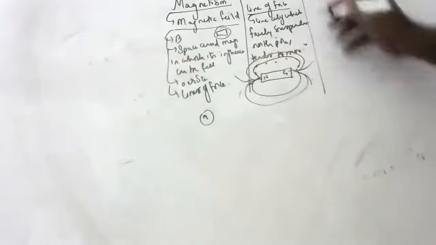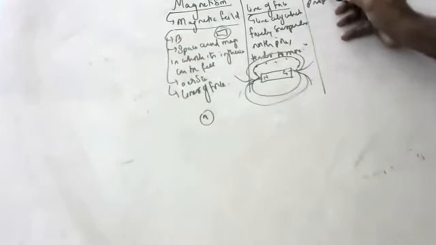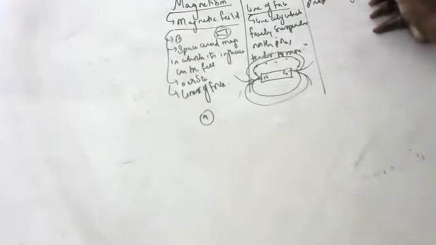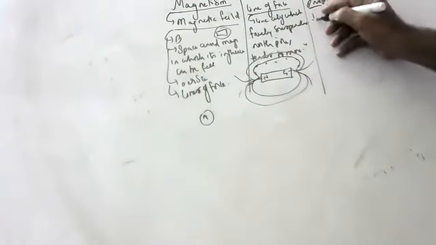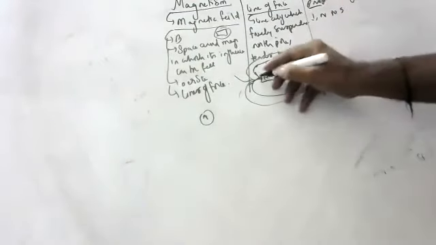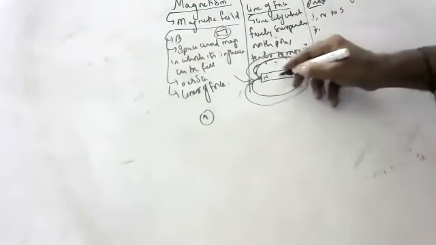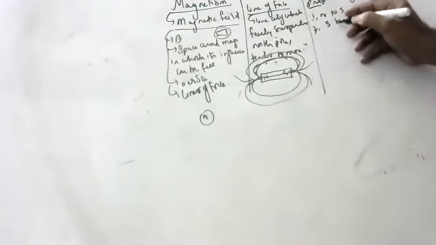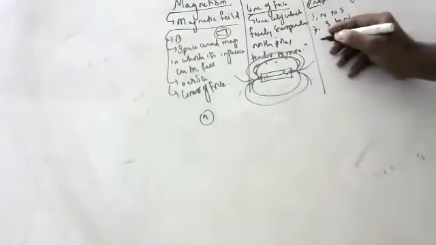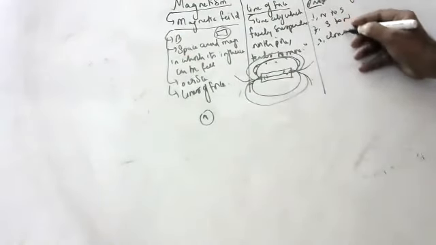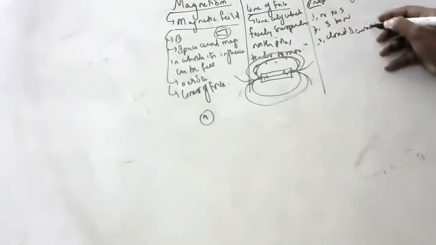What are the properties of lines of force, children? Outside they move from north to south, and inside they move from south to north. They are closed and curved lines.